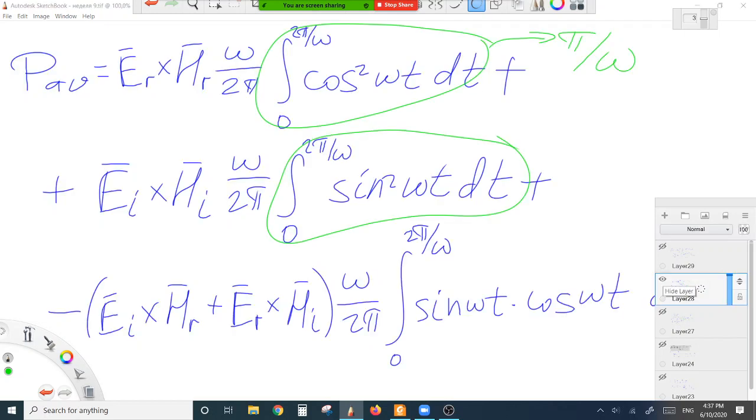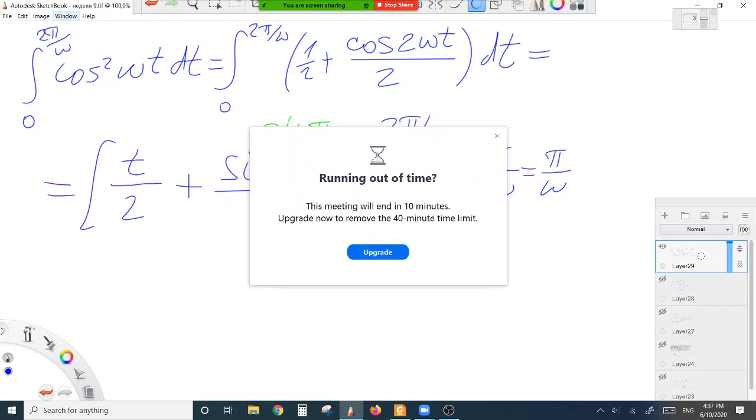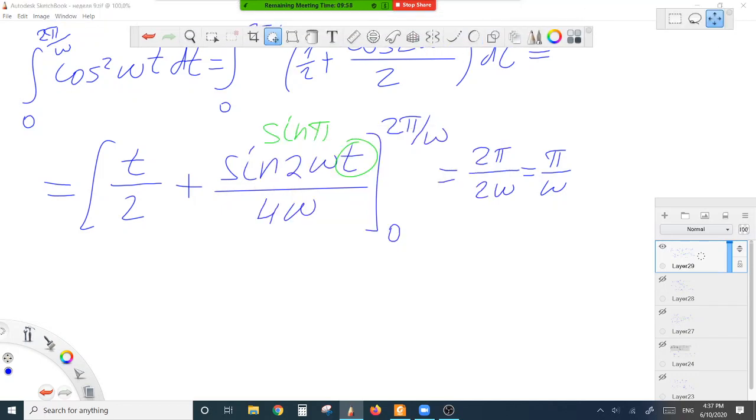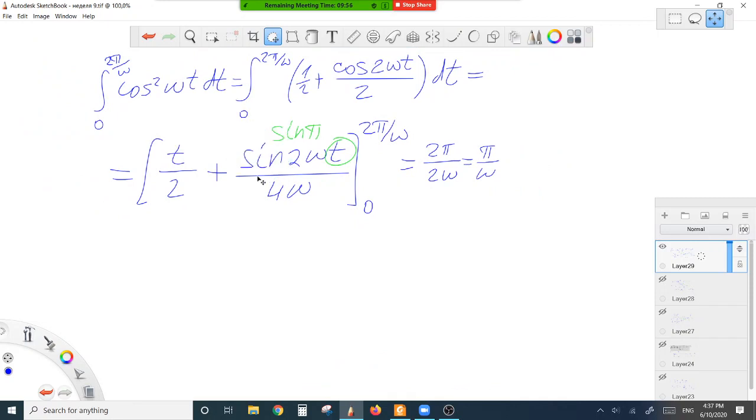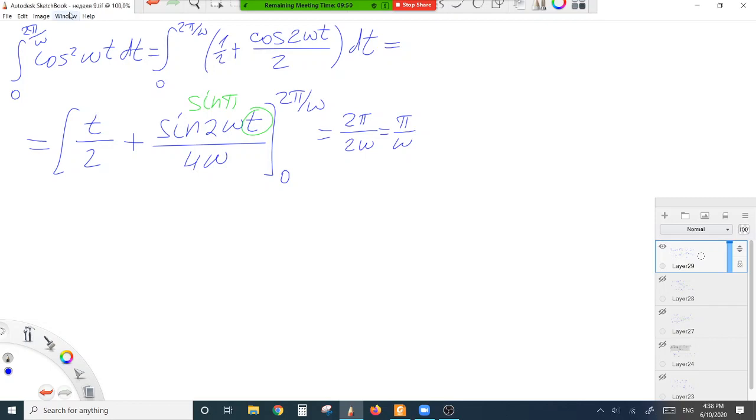So the integral from 0 up to 2π over omega of sine square omega t dt.